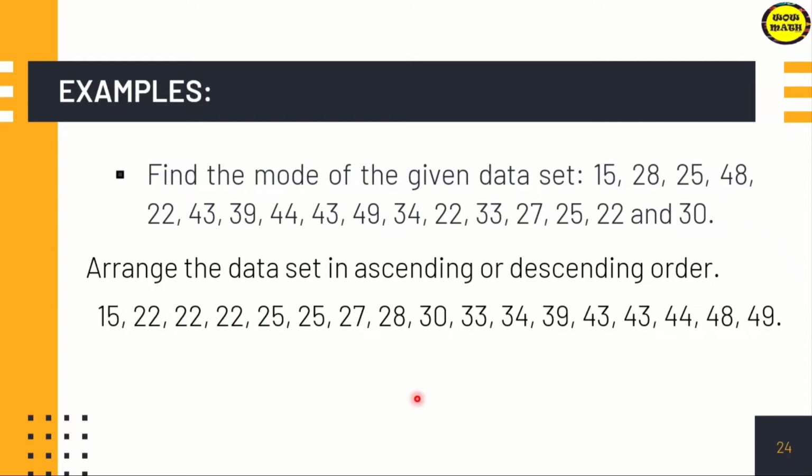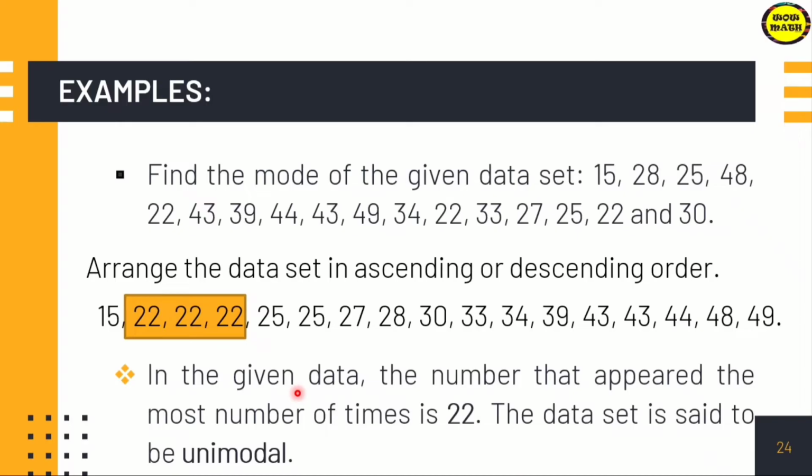So, in this case, 22. Kasi tatlo yung 22 dito. So, kasi yung 25, dalawa lang. And then, yung 43, dalawa lang din. So, yung 22 ang pinakamarami. So, in the given data, the number that appeared the most number of times is 22. So, kapag isa lang yung mode natin, ang tawag natin doon ay unimodal.